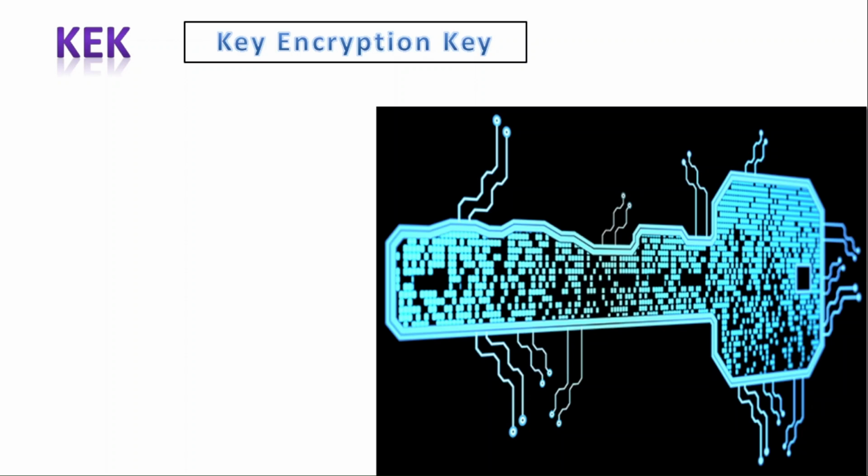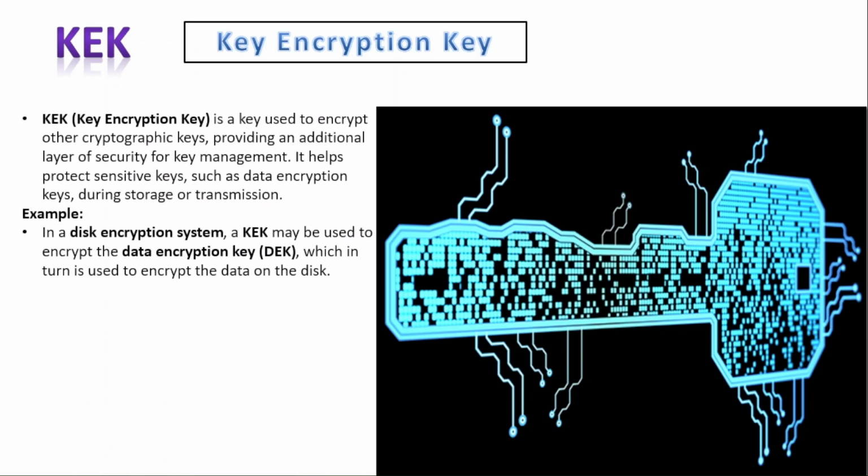KEK, that is key encryption key. So KEK, key encryption key, is a key used to encrypt other cryptographic keys, providing an additional layer of security for key management. It helps protect sensitive keys such as data encryption keys during storage or transmission. Example: in a disk encryption system, a KEK may be used to encrypt the data encryption key, which in turn is used to encrypt the data on the disk.